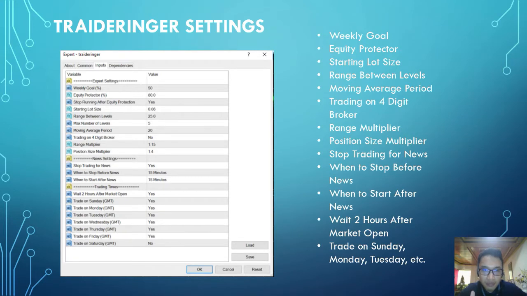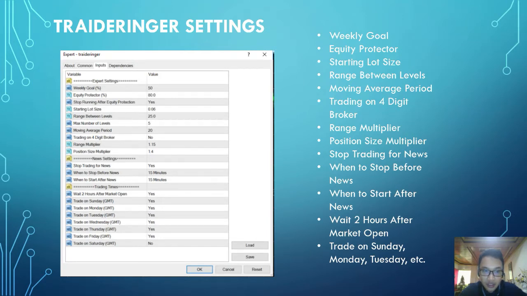So for example, if you're buying 0.06 and you have a drawdown of 25 pips, then on the 25th pip, it will order another one, a much higher lot size than the starting lot size of 0.06. Then moving average period, don't touch it. It is the company default, 20. Trade on 4-digit brokers: some brokers have only 4 digits, so you could set it to yes if they are trading on 4 digits.